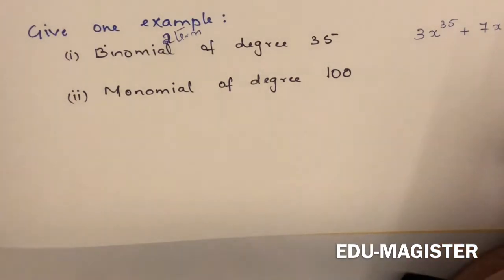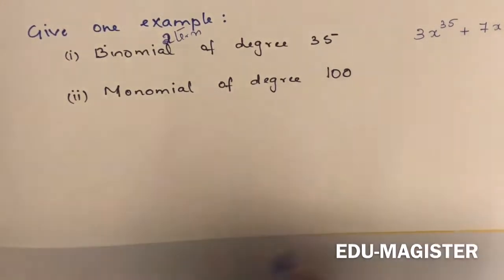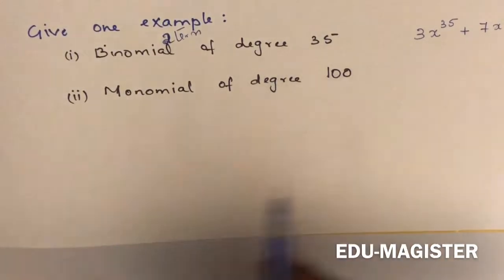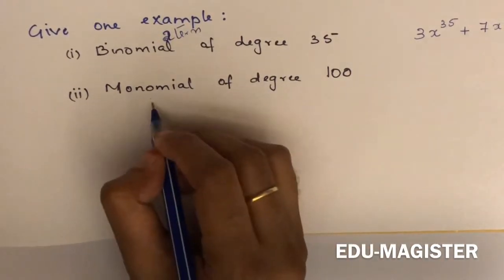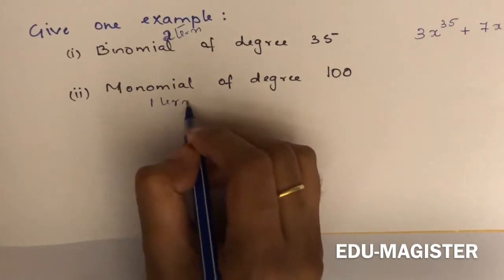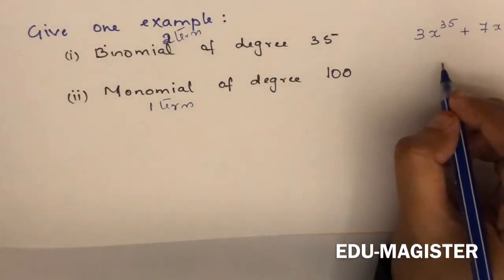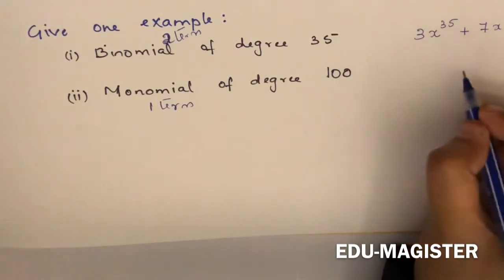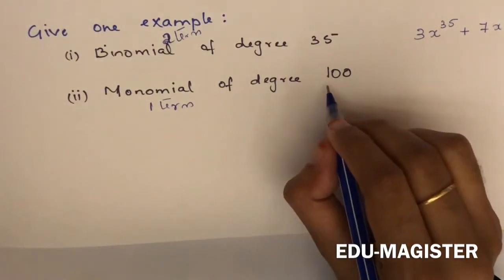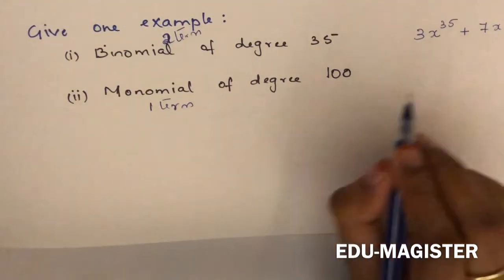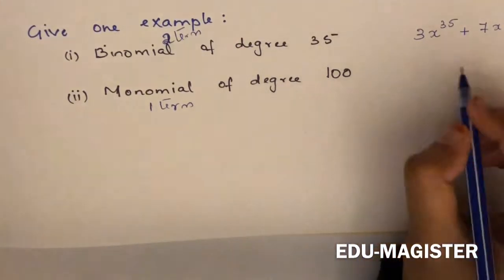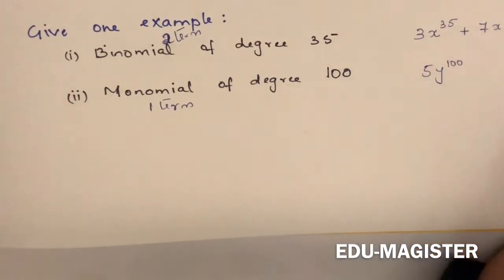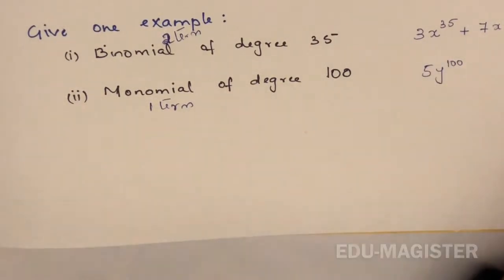So any random example that you can think of works. Now next, the monomial of degree 100. A monomial means the polynomial will have only one term. In that case, we need just one term in the polynomial, and that polynomial should have degree 100. So 5y raised to 100, just a random example.